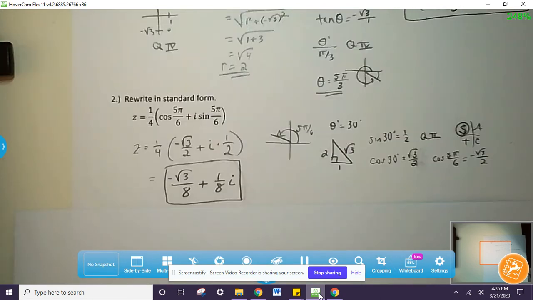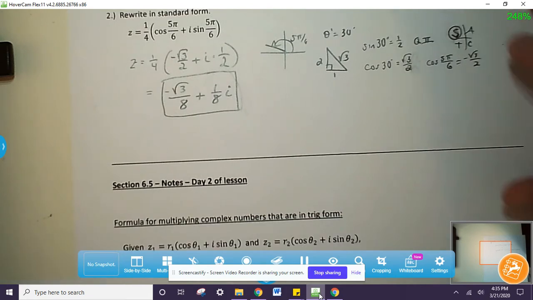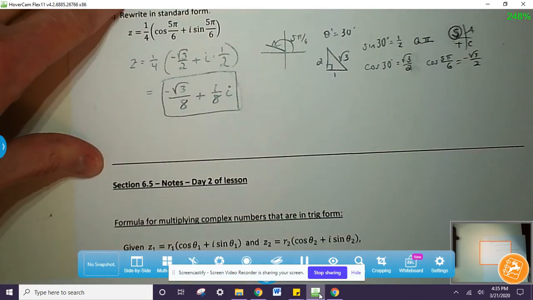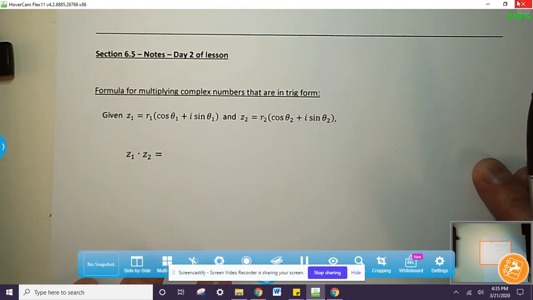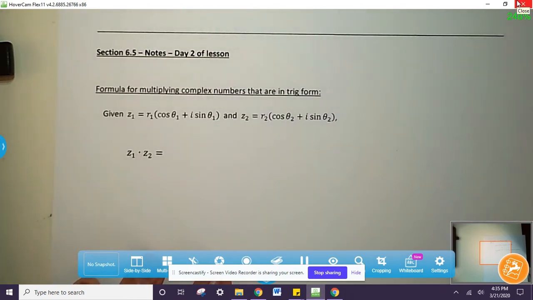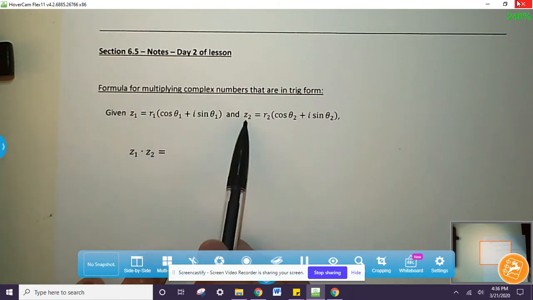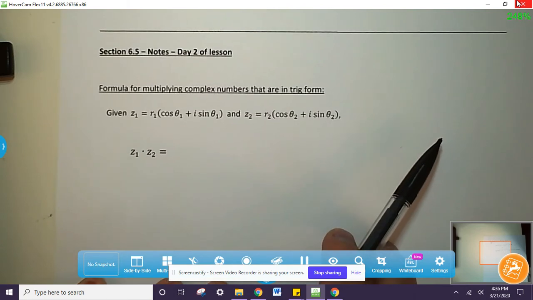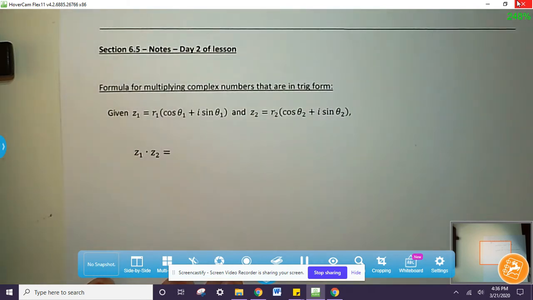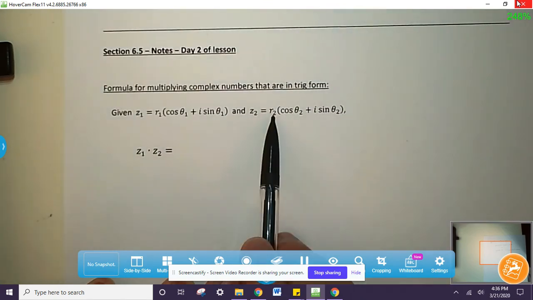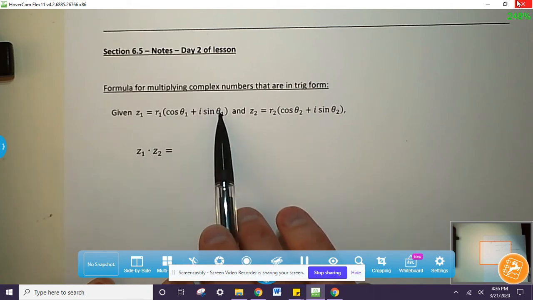No problem. For today's lesson, which is day 2 of section 6.5, we are going to be multiplying and dividing complex numbers that are in trig form. So to begin, I've given us 2 complex numbers, z sub 1 and z sub 2, that are in trig form. And notice that the r value for z sub 1 is r sub 1, and the r value for z sub 2 is r sub 2.